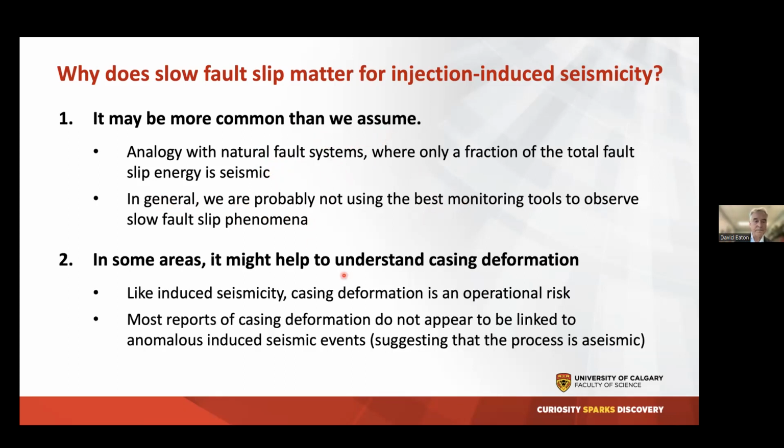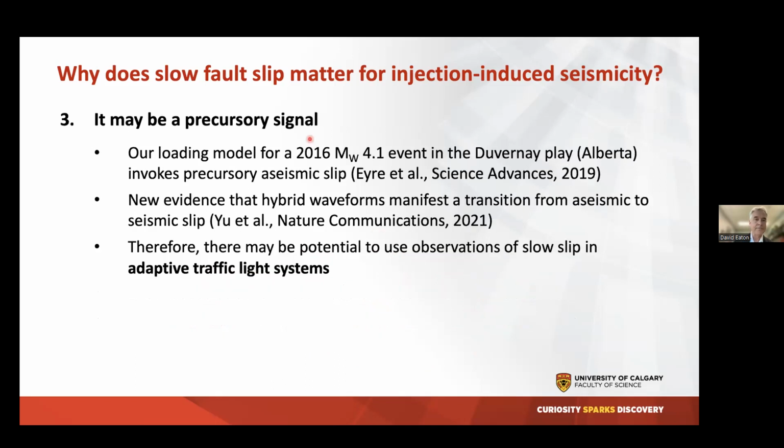how common this is. Now, just in terms of the importance from an industry point of view, understanding slow slip might help us to understand casing deformation as well. Casing deformation is itself an operational risk, much like induced seismicity. And from my discussions with operators, most reports of casing deformation don't appear to be linked to any anomalous induced seismic events. So our interpretation is that the process producing these is essentially aseismic.